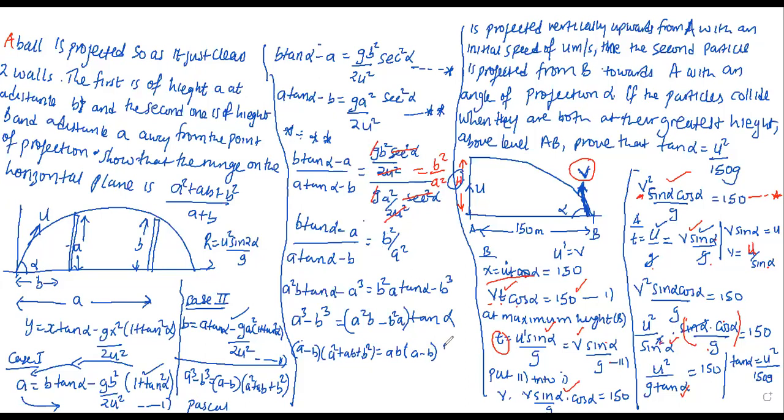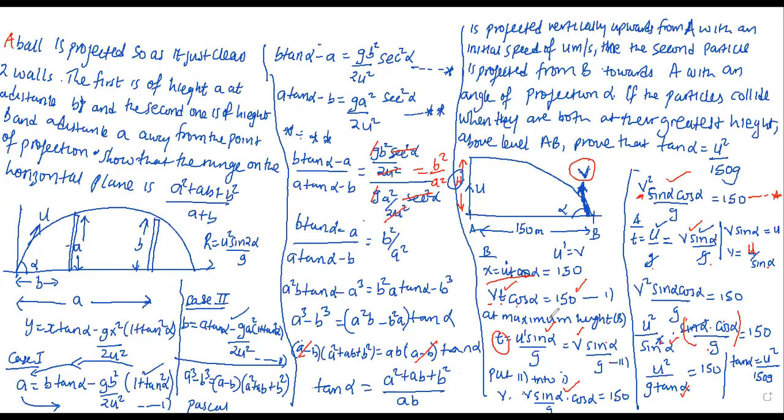Of tan alpha. I think here you can see that the a minus b has died. This can be divided by this one. If those two are divided together, we get 1. Then finally tan alpha will be a squared plus ab plus b squared all divided by ab.